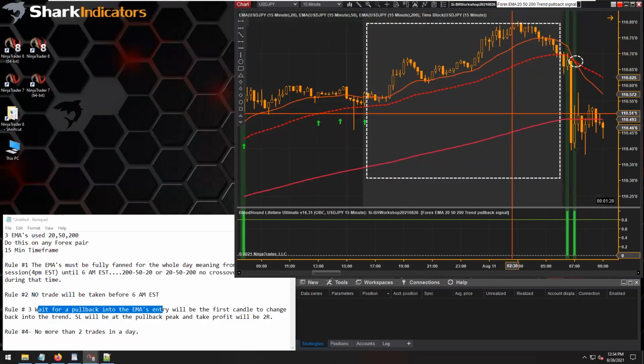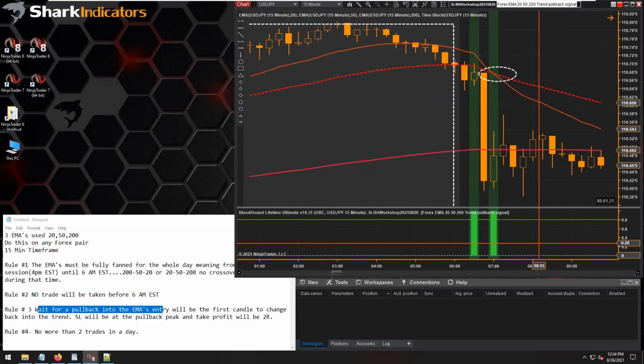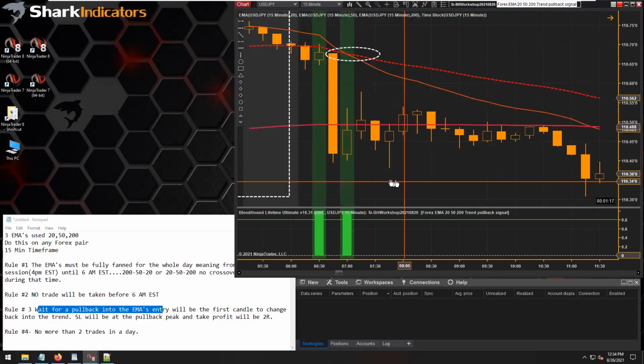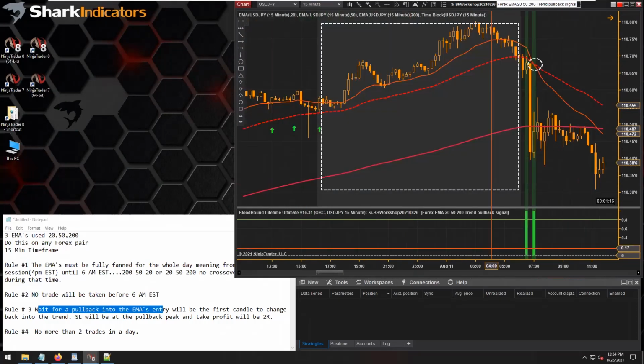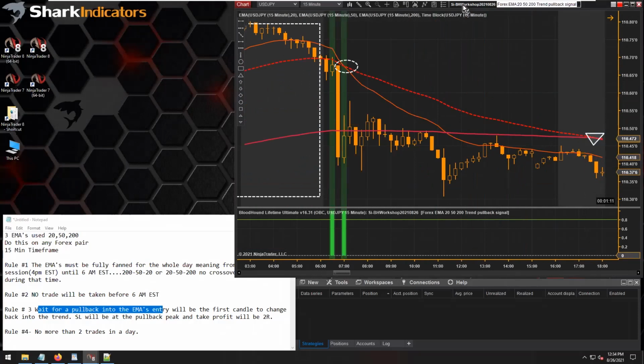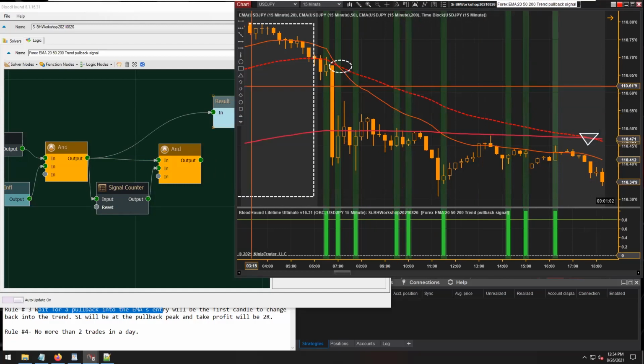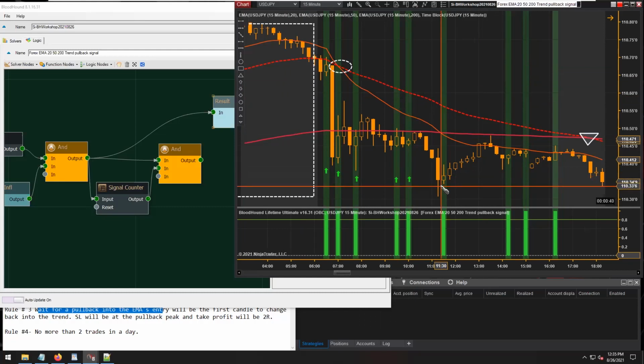Let's see. Let me go back here. Take a look here. This actually, sorry, let me get my chart adjusted. There we go. All right, yeah, this generates a lot of pullbacks here. There we go.